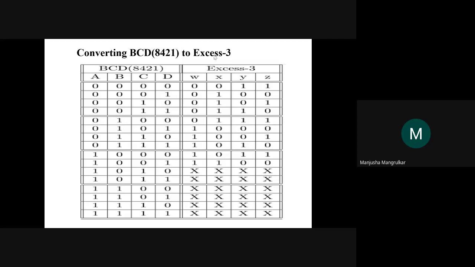So the excess-3 digits are the output. Those are the digits filled inside the K-map, and the inputs will be outside the K-map. Your equation will be W equals something in terms of A, B, C, D. X equals something, Y equals this, and Z equals this. So A, B, C, D are the inputs, and W, X, Y, Z are the outputs.